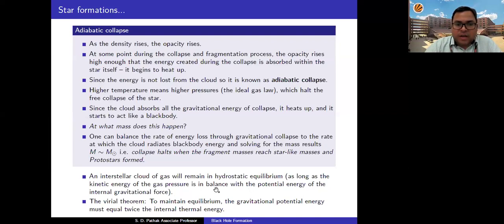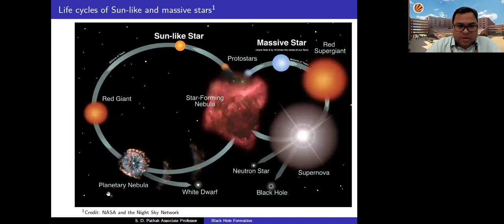This condition is called the virial condition, and technically this theorem is called the virial theorem, in which the potential energy is equal to twice the internal thermal energy, right? Once the system is virialized, once the system is in hydrostatic equilibrium, that means the star will form, right? So this is all of star formation. In this picture, you can see a planetary nebula, and here a star forming nebula. In the star forming nebula a protostar just forms, and the star mass is like the mass of our star or an average star.